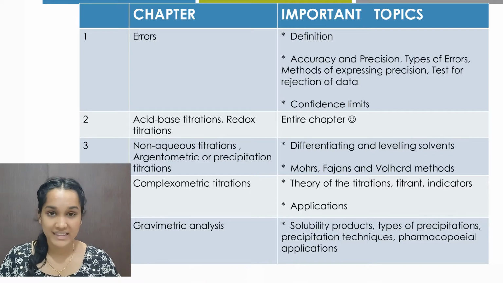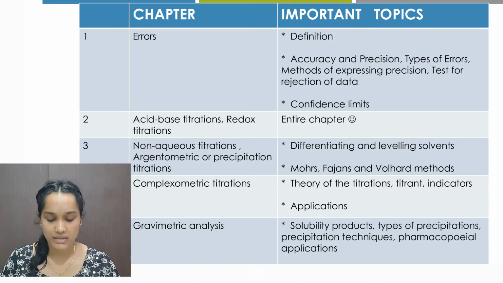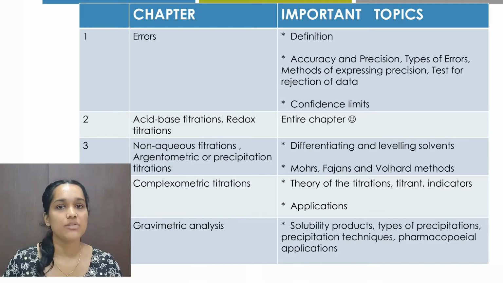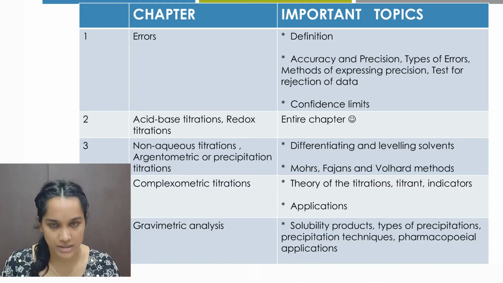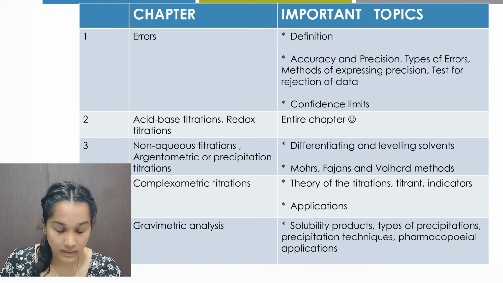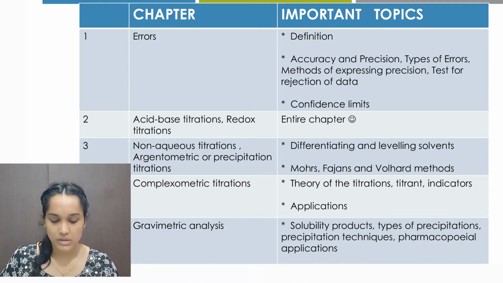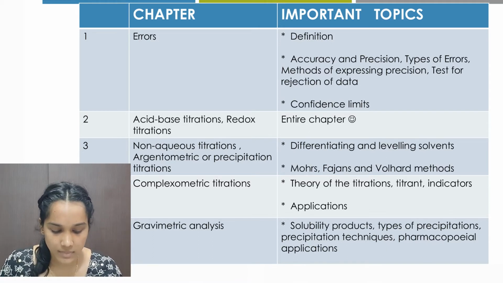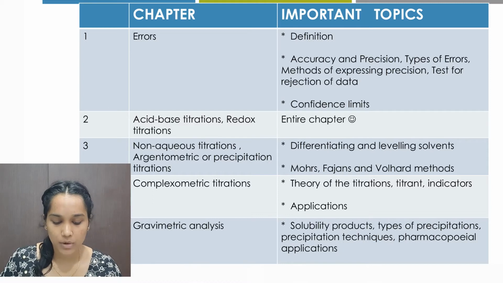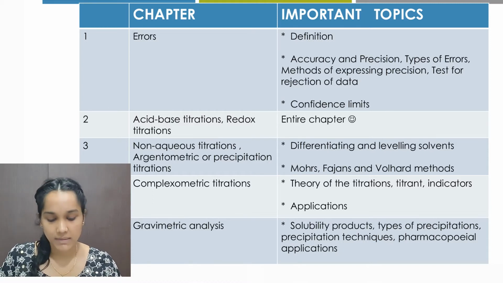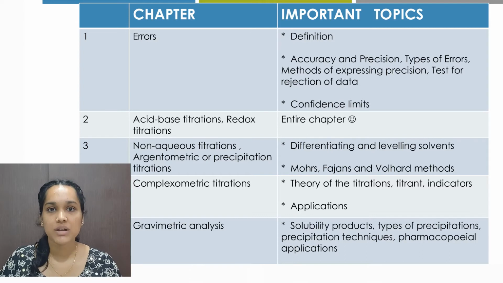So it is not that important, but you should know what it is, what the different types of analysis are, and you should know at least one example from each. Then in gravimetric analysis we have stability, solubility products, type of precipitation, precipitation techniques and pharmacopoeial application. So precipitation techniques and pharmacopoeial application are again important.